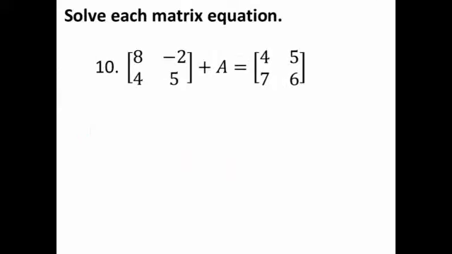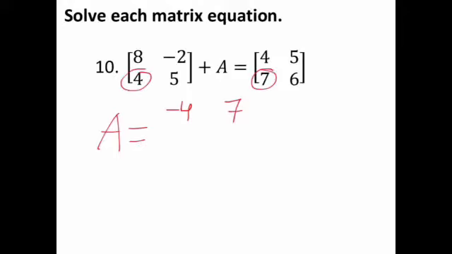On these parts, we need to figure out what this hidden matrix is. So what pieces do I have to add to these to get my results over here? Well, 8 plus something equals 4. That something is going to be negative 4. Negative 2 plus some number is going to give me 5. That'd be 7, because negative 2 plus 7 is 5.